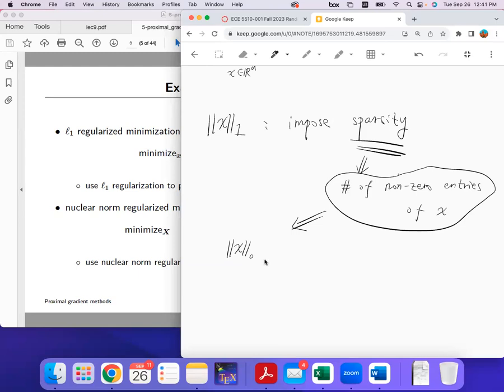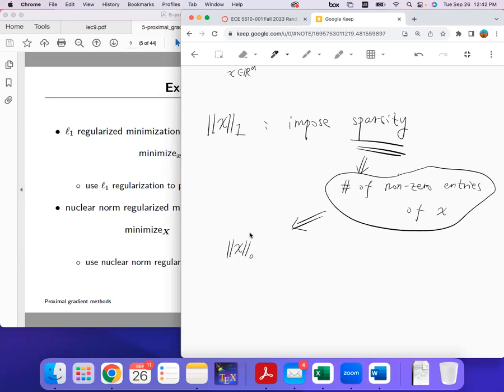Okay, count that number. And this L0 norm, so why do we use L1 instead of L0 norm? Well, there are lots of reasons. One of the important reasons is that L0 is not convex. It's non-convex. So solving this L0 problem is an NP-hard problem. There's no polynomial algorithm to solve that. So it's very hard.